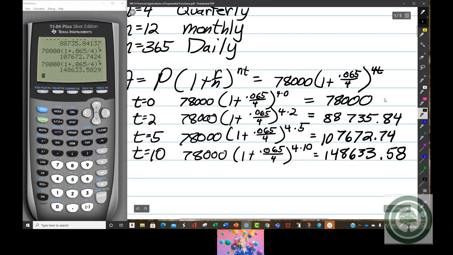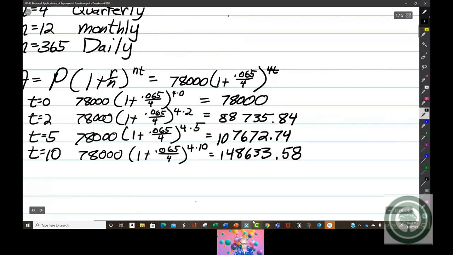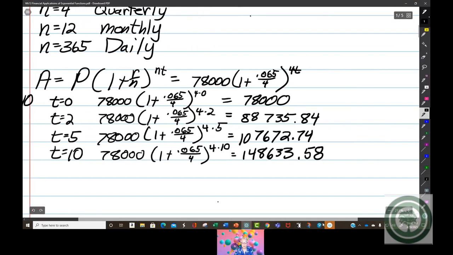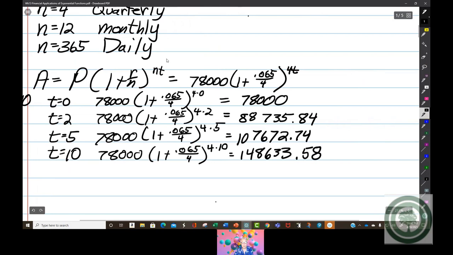So here you have the money in the account after 0 years, after 2 years, after 5 years, after 10 years. So let's look at the most important part, which is getting your initial formula for the problem you're doing correct.